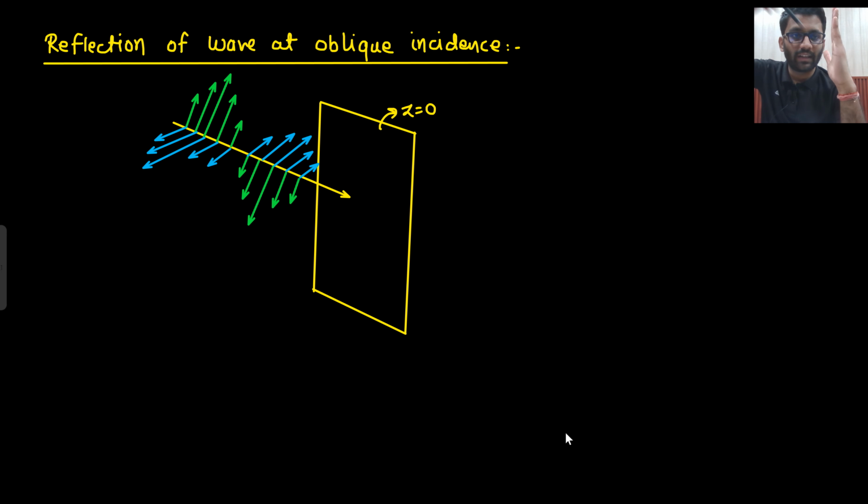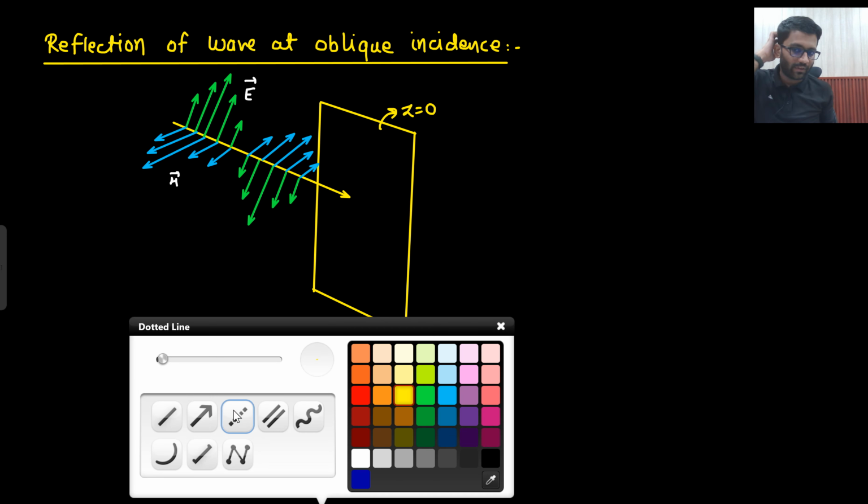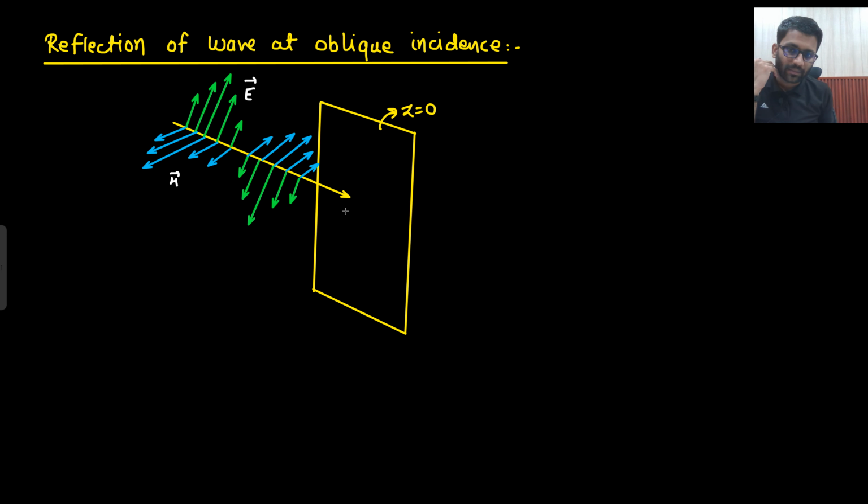Now the wave would be striking like this. It would be coming at an angle, and then it will be reflected like this, and some part will be transmitted. So the wave is coming like this. This is the wave. This is the electric field. This is the magnetic field. Now the wave is coming like this. Some part will be reflected, and some part will be transmitted.